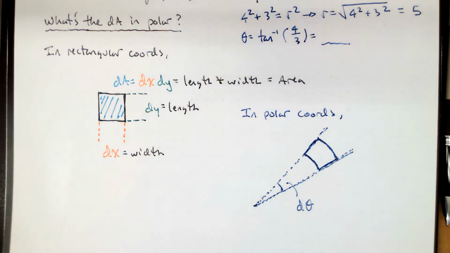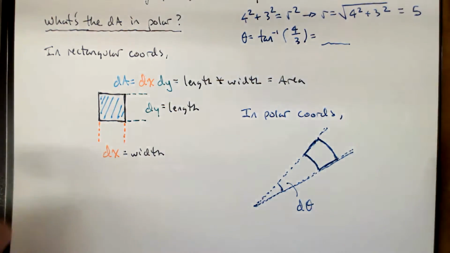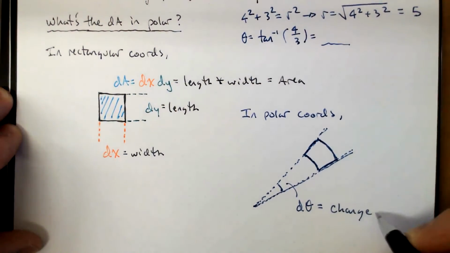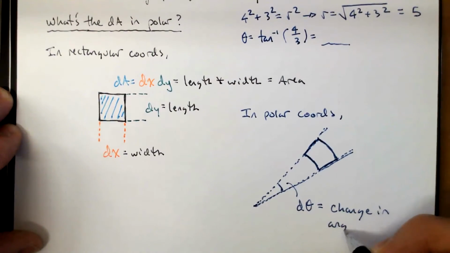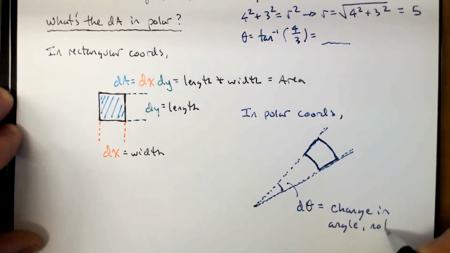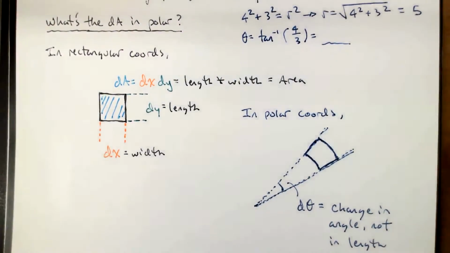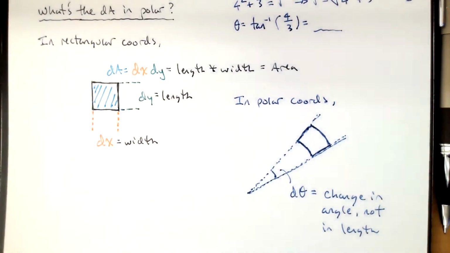It doesn't make sense to take 5 inches and multiply by 30 degrees. You don't get an area. 30 degrees is a measure of angle, not a measure of length. So we need to turn this change in angle to a change in length. So d theta is a change in angle, not in length. So the expression dr d theta doesn't mean anything.